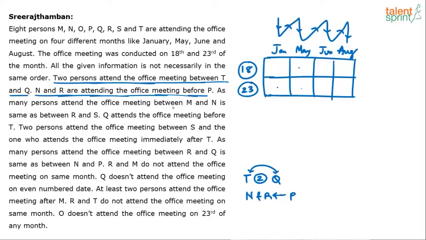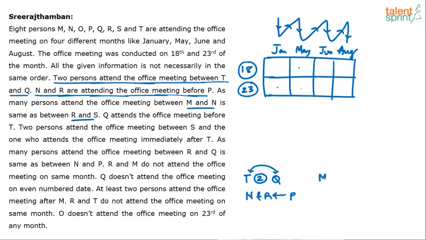As many persons attend the office meeting between M and N is same as between R and S. Well, the sentence formation is not correct, Sriraj. As many persons attend the office meeting between M and N is same as between R and S. Meaning, actually, the number of people between M and N is same as the number of people between R and S. Right? M and N is same as R and S.